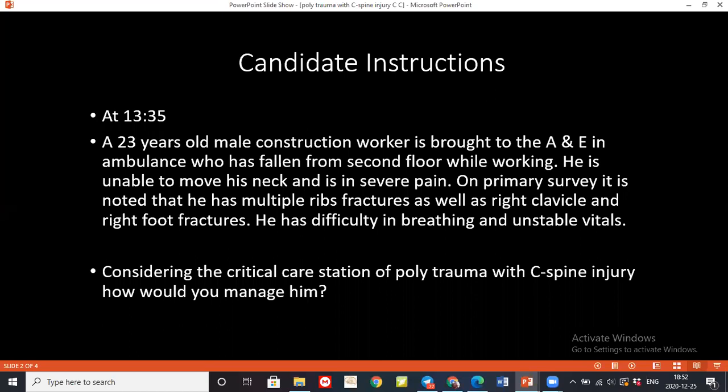Okay, how would you manage the pain in this patient? What would be your approach to manage the pain?